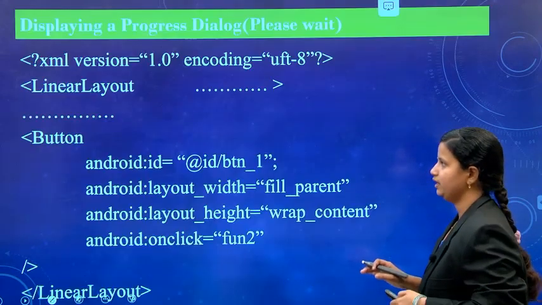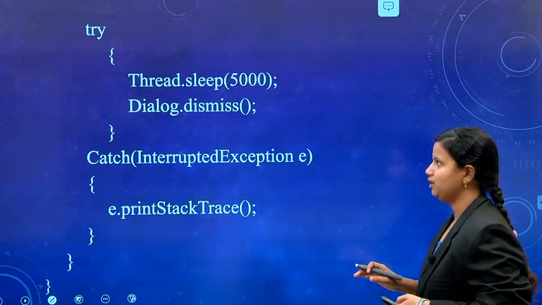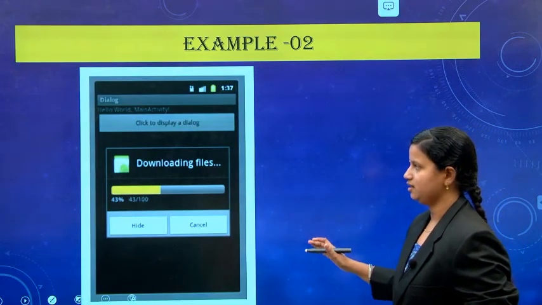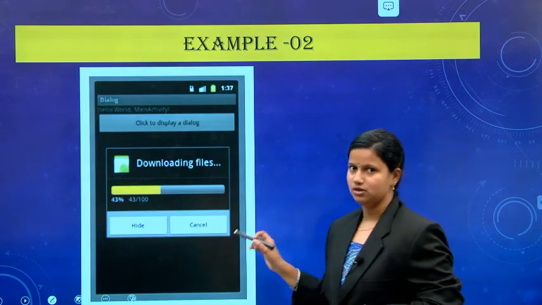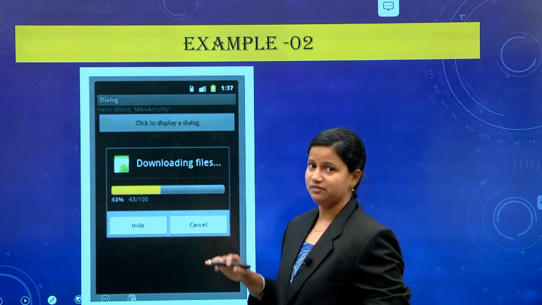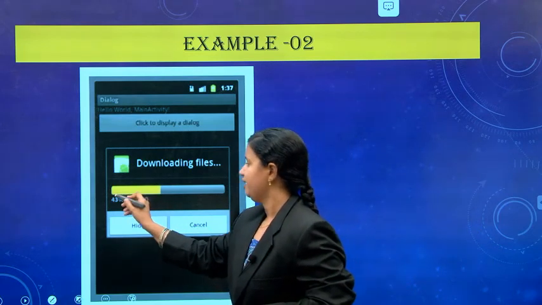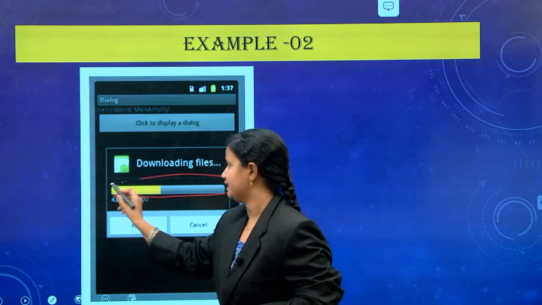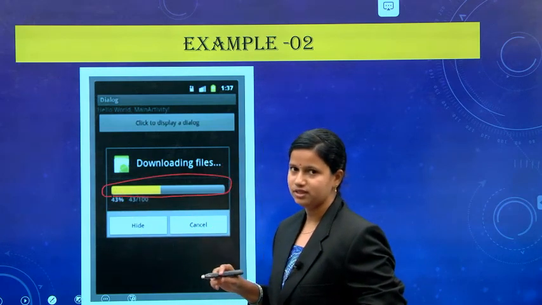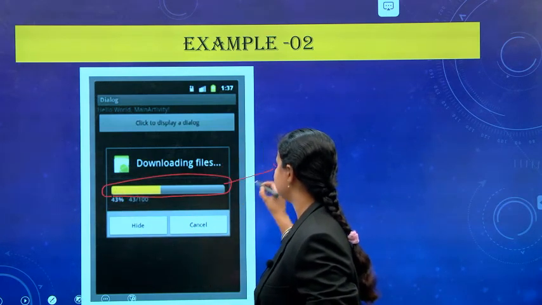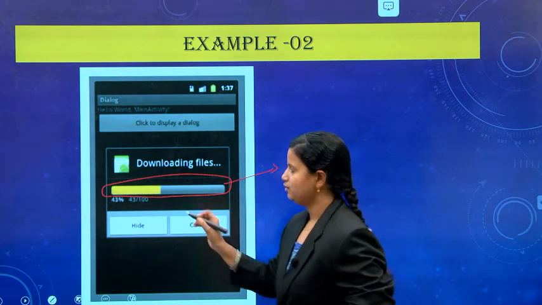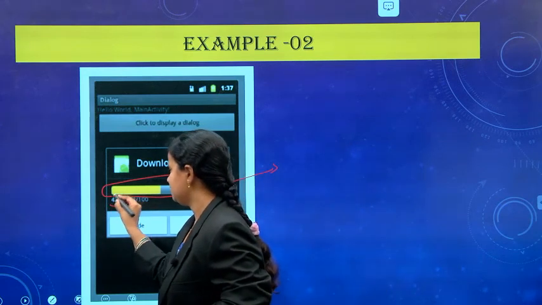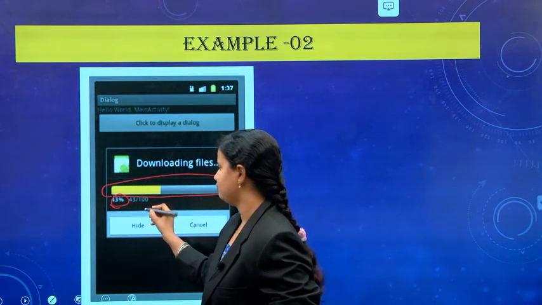So let us go with example 2. This is example 2 for the progress dialog. The difference between the previous one and this one is that it shows a progress status. What is the progress status? It shows how much percentage of the work has been completed. When you observe here, this indicates 43 by 100, that is 43%.